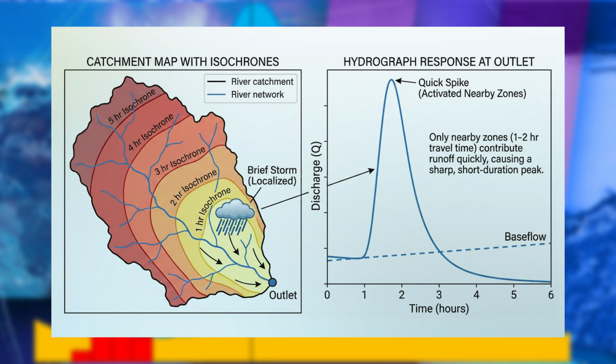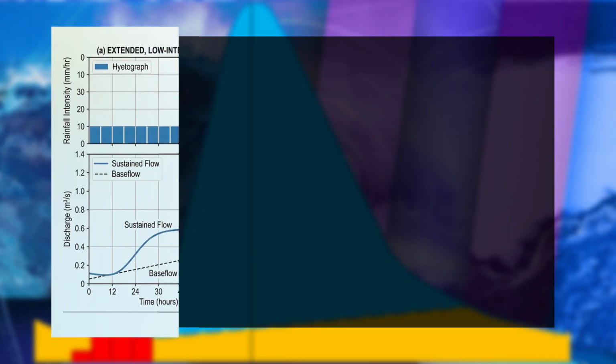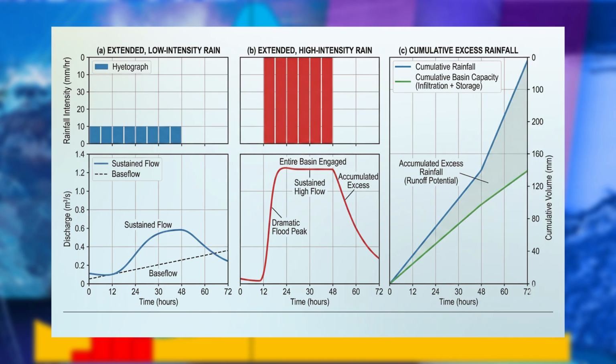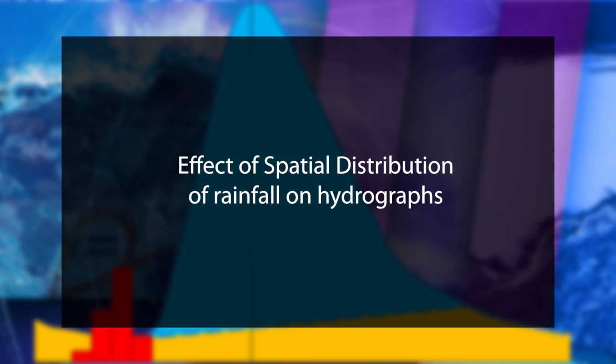Imagine isochrones, which mark zones of equal travel time to the outlet. A brief storm activates only nearby zones for a quick spike, while extended rain engages the entire basin, sustaining higher flow longer without further intensity increases. Together, high intensity with long duration produces the most dramatic floods, as accumulated excess rainfall keeps pouring into channels without pause. Now, let us see the effects of spatial distribution of rainfall on the hydrograph.